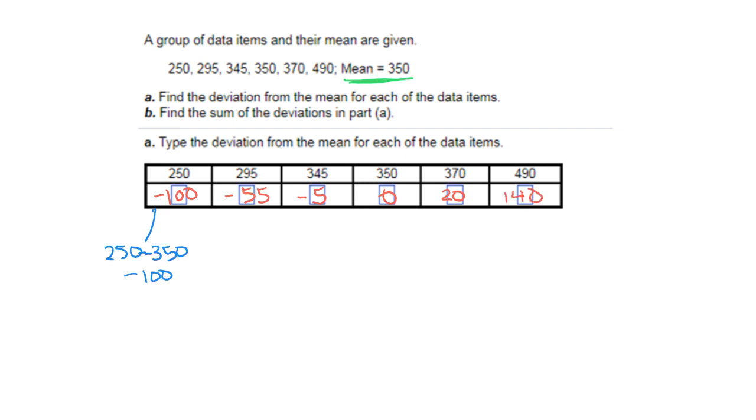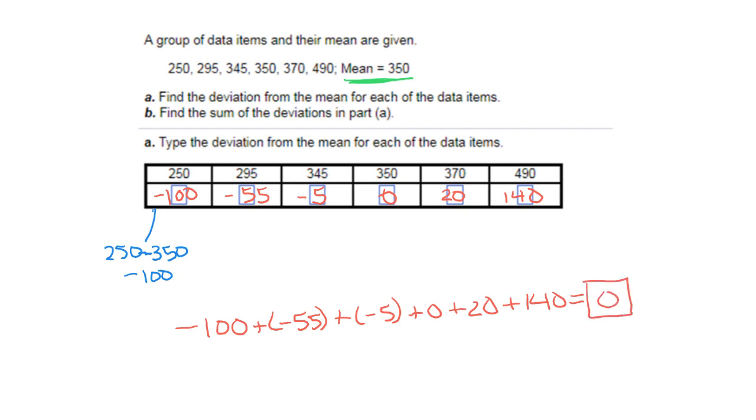All right, so these are the deviations from the mean, not the standard deviation, just the deviation from the mean. Then it says part B, find the sum of the deviations in part A. So if we were to take all of these values and add them together, the sum of the deviations, I wonder what will happen. So again, I'm taking my results and I'm adding them together, and we are getting 0.